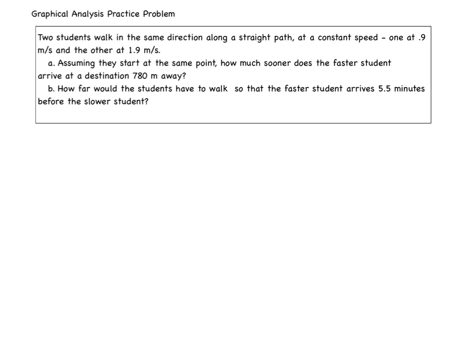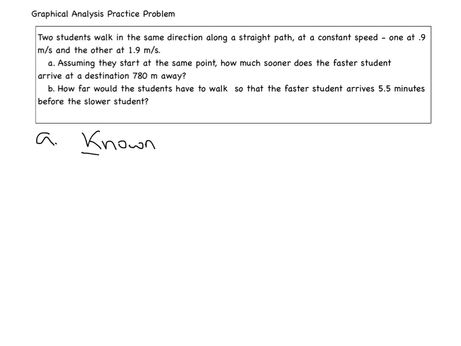All right, so let's take a look at this question. It says two students walk in the same direction along a straight path at a constant speed, one at 0.9 meters per second and the other at 1.9 meters per second. Assuming they start at the same point, how much sooner does the faster student arrive at a destination 780 meters away? So we think about this, we've got the velocity of each student, and they're asking us to find the total distance. So for part A, let's just set up our known tables.